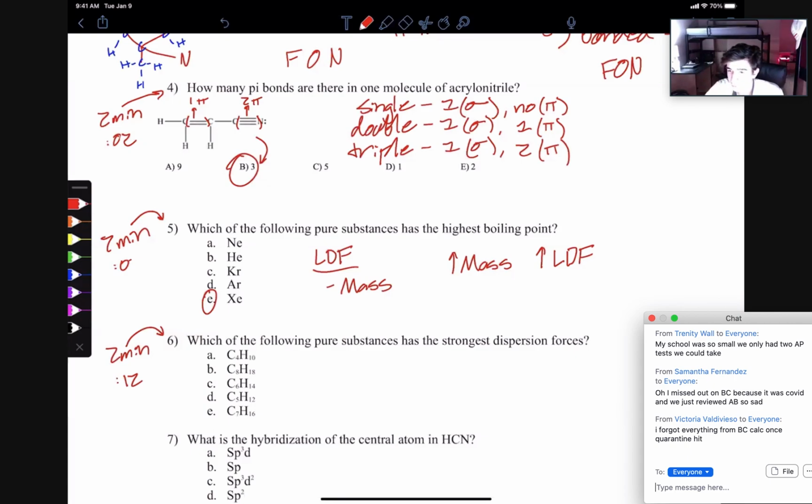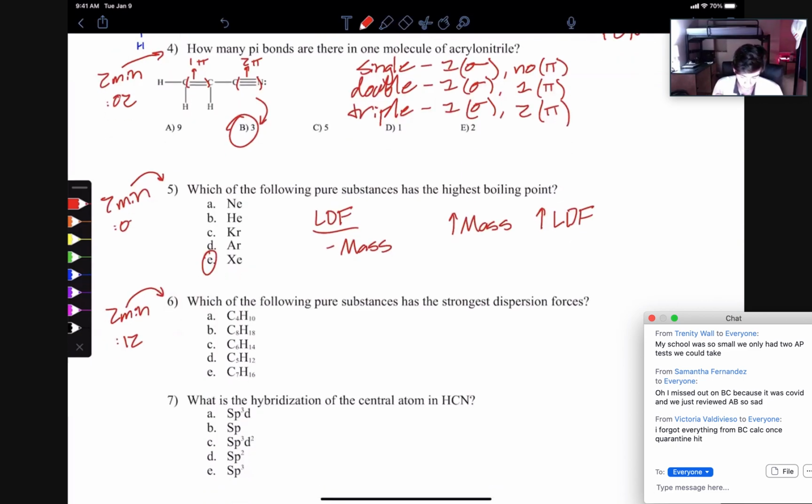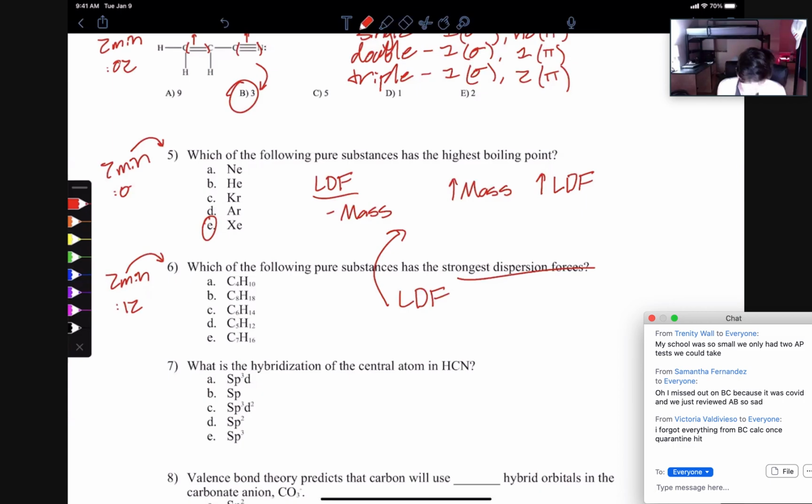All right, so let's go ahead and go through 6. Number 6 says, which of the following pure substances has the strongest dispersion forces? Okay, so dispersion forces, that gives it away really easily. We're talking about London dispersion forces again, so the same concepts apply. We're just looking for which one has the highest molar mass. So go ahead and spam your answer for that in the chat box.